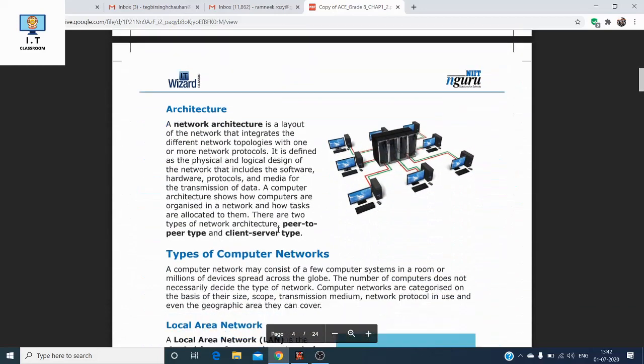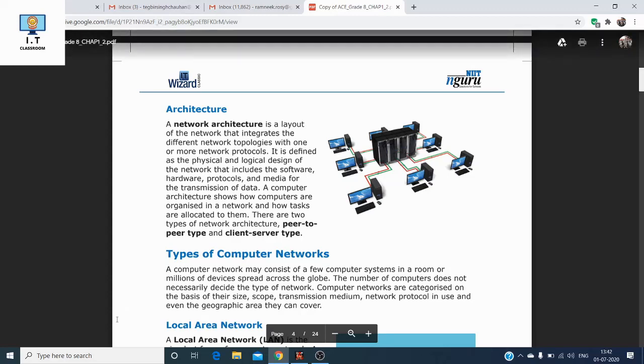Now we are going to discuss about architecture. What is network architecture? A network architecture is a layout of the network that integrates the different network topologies with one or more network protocols. It is defined as the physical and logical design of the network that includes the software, hardware, protocols, and media for the transmission of data. A computer architecture shows how computers are organized in a network and how tasks are allocated to them.